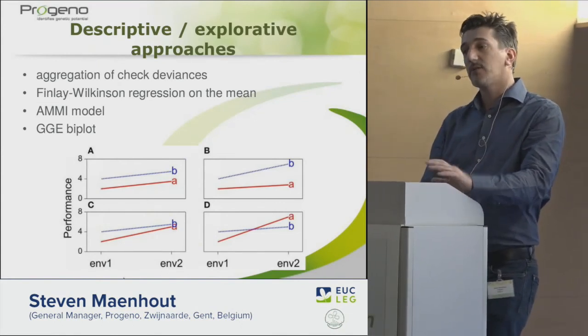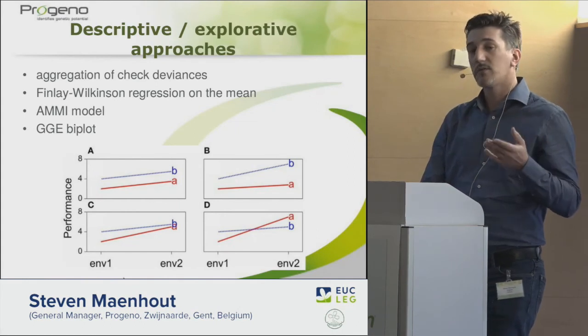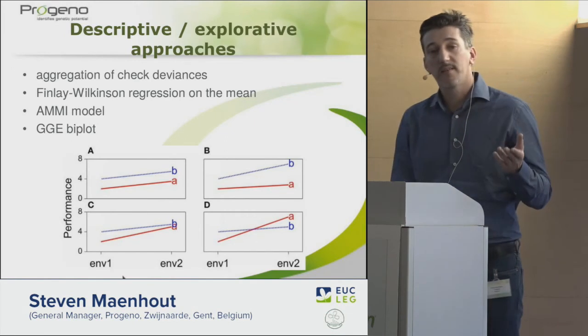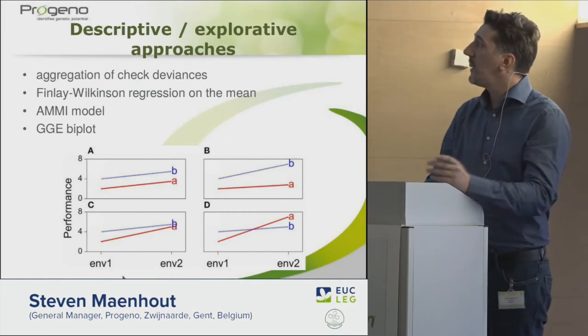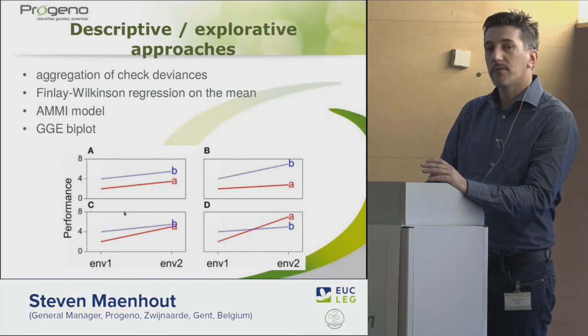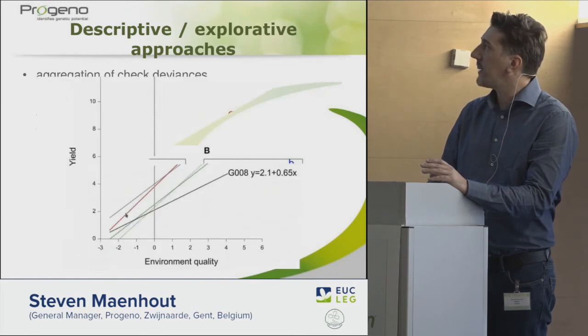Again, a topic where you could spend the whole afternoon alone talking about the effects, how to model G by E and so on, stability versus performance and so on. Now, I don't have the time to go over all these techniques, but I'm guessing you're aware of what genotype by environment interaction is, right? So I can skip on that.